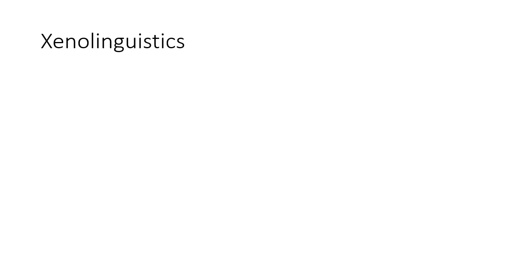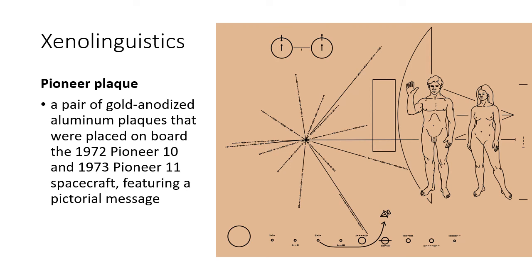We have just few examples of talking to aliens. We haven't heard from them yet, but the Pioneer plaque, for example, is a nice example of how to talk to them. If you don't know, the Pioneer plaque is a pair of gold anodized aluminum plaques that were placed on board the 1972 Pioneer 10 and 1973 Pioneer 11 spacecraft. Both of these vehicles feature a pictorial message that you can see on the right side of this slide. There is no language involved except mathematics on the left side, and there's also a diagram of our solar system with a small picture of the Pioneer spacecraft. And there are also two diagrams of a man and woman, and behind them you can see again a Pioneer spacecraft to understand how big and tall we are.